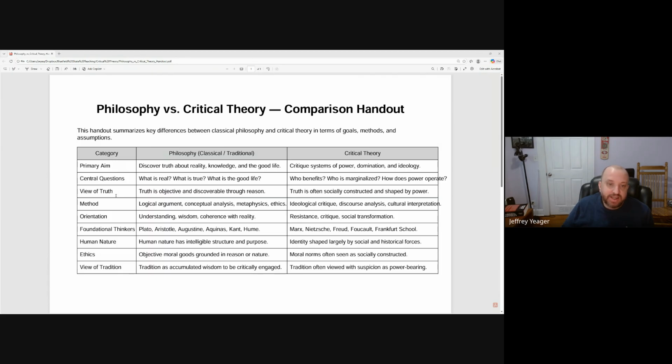Ethics: objective morality is grounded in reason or nature, like the natural law. Compare that to critical theory. Moral norms are often seen as socially constructed. So critical theory espouses more of a moral relativism view of the world. When it comes to issues like morality, there is no objective idea of what is right or wrong. It all depends on culture and ideology.